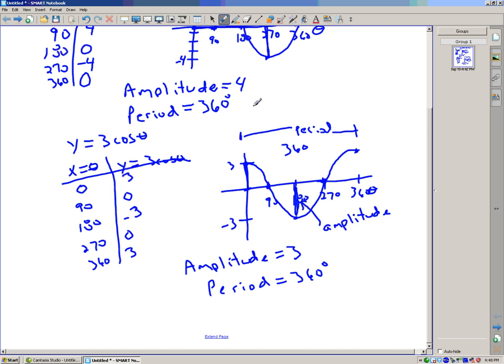So it looks like it's pretty simple. If we see a number in front of cosine or a number in front of sine, that becomes our amplitude. And so far our period for both examples has been 360 degrees.